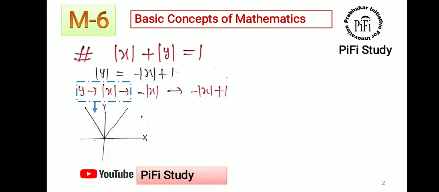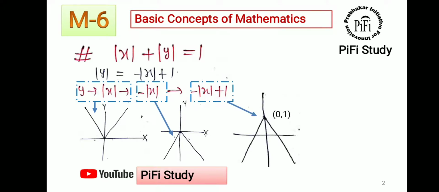As you know, the modulus function graph y is equal to mod x is of V shape. So from this we will try to draw the minus of mod x. For this we will take the symmetry about the x axis of the whole function and neglect the original graph. So we get the minus mod x plot. Now we will shift the whole plot 1 unit on the y axis.